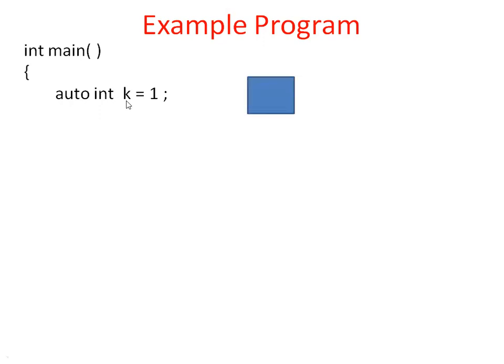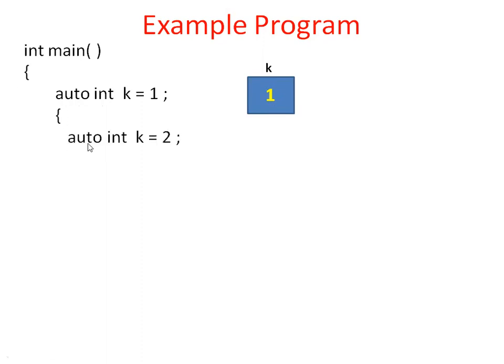So whenever we declare in this way, immediately for K, memory will be allocated and the value 1 will be stored in that memory location. So where is the memory allocated? Inside the main memory. Where is the storage allocated for this? Inside the main memory. Then again, inside the main, I am beginning another block.